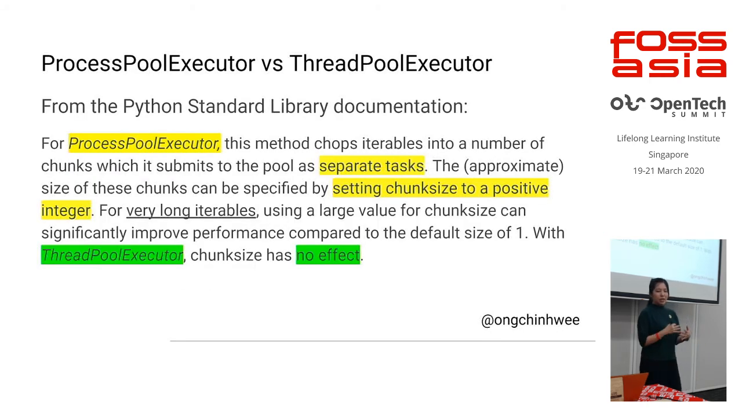If we look at the Python standard library, it does state what the difference is between process pool and thread pool. For process pool, you have the option to chop your intervals into a number of chunks and separate them into tasks, and then it will actually improve your performance. But for multi-threading, it doesn't really give you improvements in terms of chopping up the chunks.